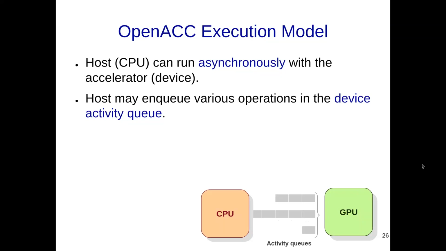However, across these multiple queues, you can still have parallelism. That means the GPU can execute K1 from one queue and maybe K100 from some other queue, and both of these might be running in parallel on the GPU.